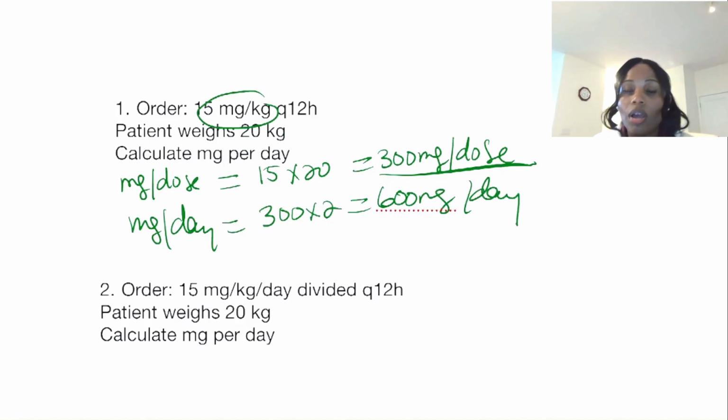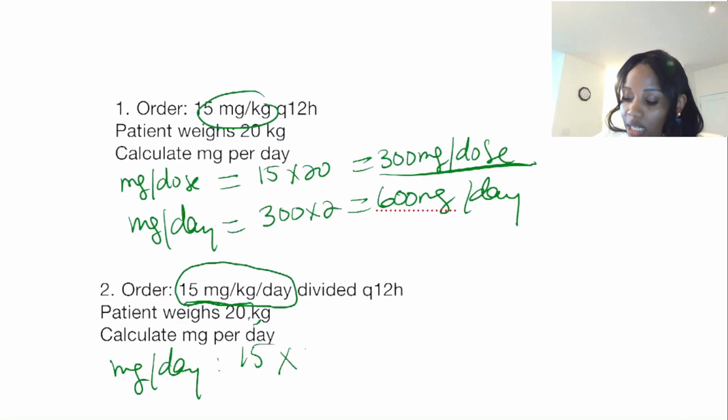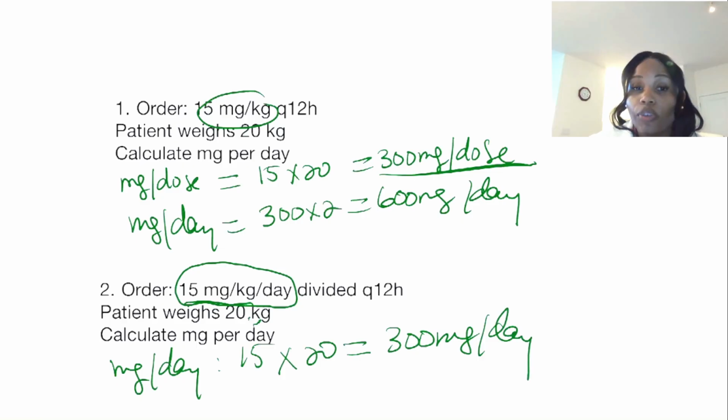Okay? Now, some student might look at the second problem and think it's exactly like the first problem. But the difference with the second problem is this 15 milligram per kilogram is per day. It's the daily dose, okay? So when you multiply 15 by 20 here, that's already the daily dose. So milligram per day here is 15 times 20. So that's 300 milligram per day. So for the first problem, milligram per day is 600. Here it's 300. In the first problem, this milligram per kilogram is per dose. In this second problem, this milligram per kilogram is per day.